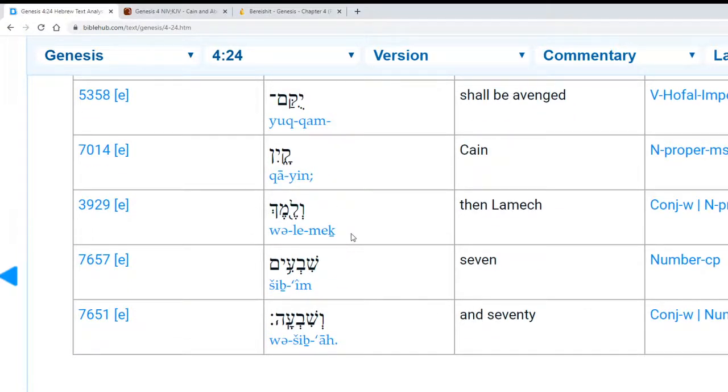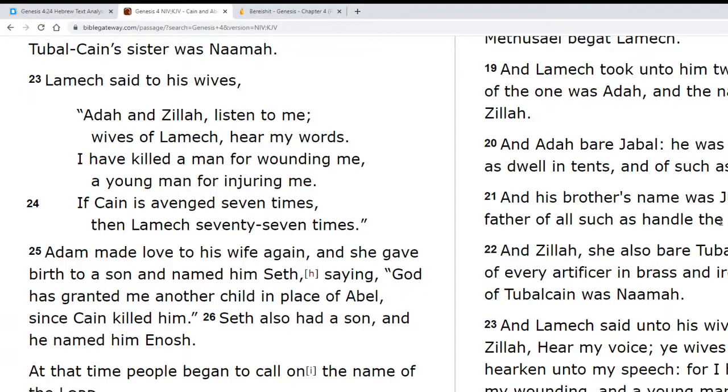Velemech shiv'im veshiv'ah, right? And conjunctive vav, Lemech. So this is kind of a saying. Seven and seventy doesn't literally, I mean, it's the repetition that is the important part here. Like we had before, achol tochal, right? Eat shall eat. It is that similar type of repetition in Hebrew and Semitic languages.